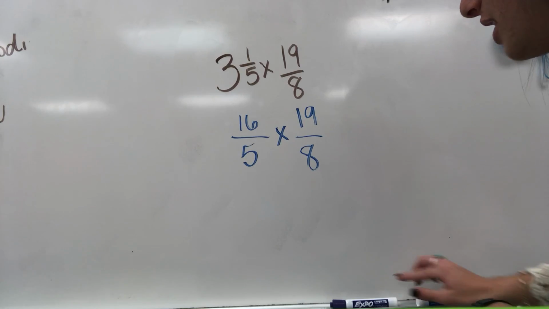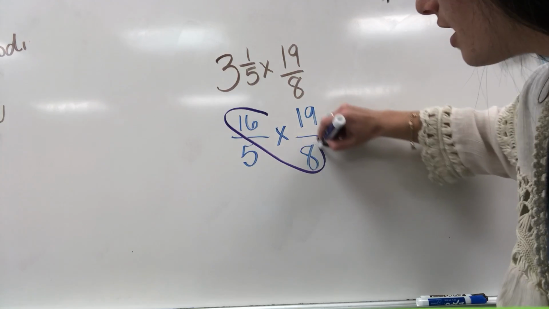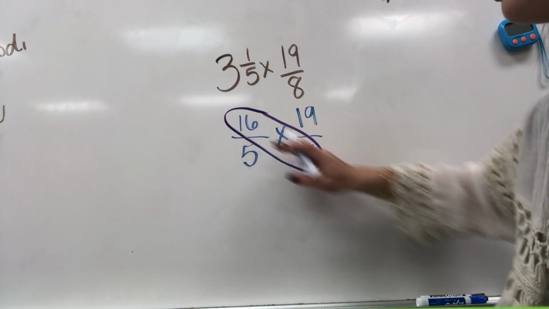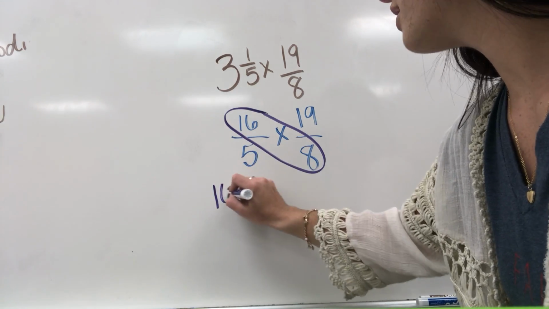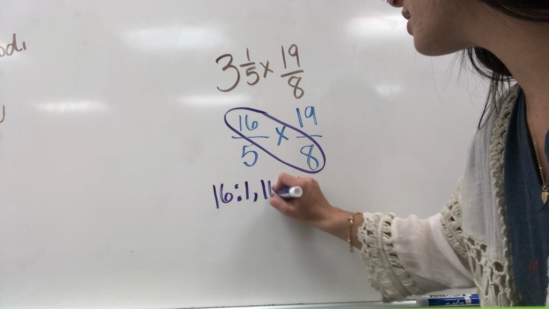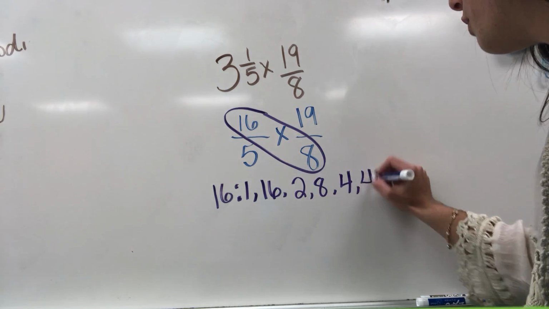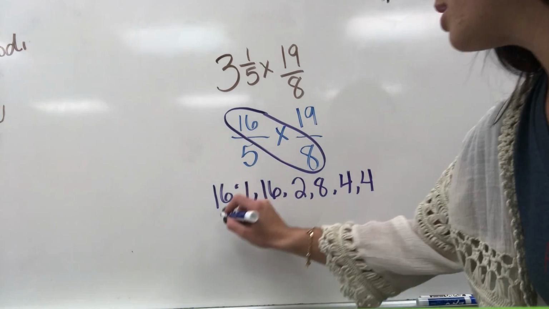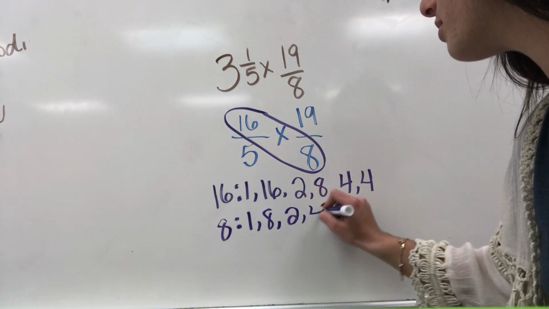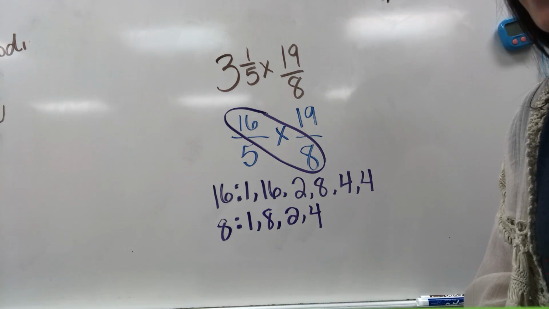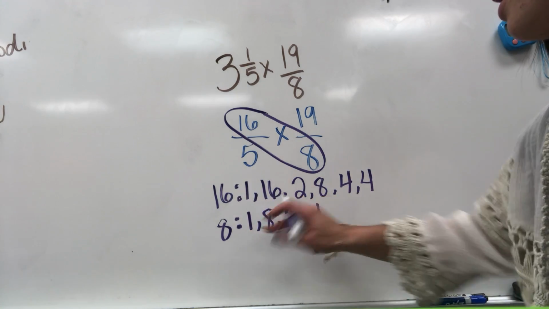So I need to first find the greatest common factor between 16 and 8. So cross canceling, you always go diagonal. So I have 16 and 8. So I'm going to find all the factors of 16. So I have 1 and 16. I have 2 and 8. I have 4 and 4. All right. And now I'm going to do 8. And with 8, I have 1 times 8, 2 times 4. And that is it.